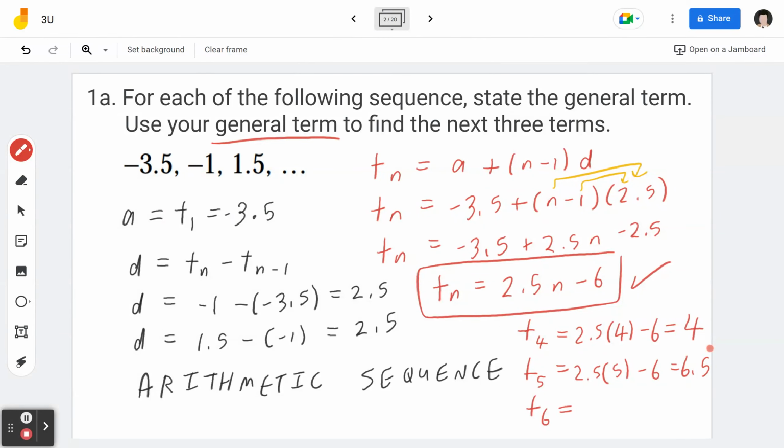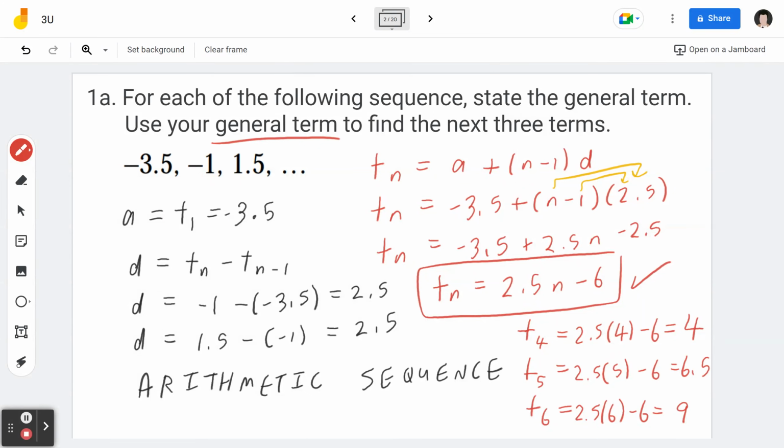Last but not least, to find term number 6, you can take 2.5 times 6 minus 6. 2.5 times 6, that's going to be 12, or not 12, it's going to be 15. And 15 minus 6 is going to be 9. So again, that's the longer way of doing it.